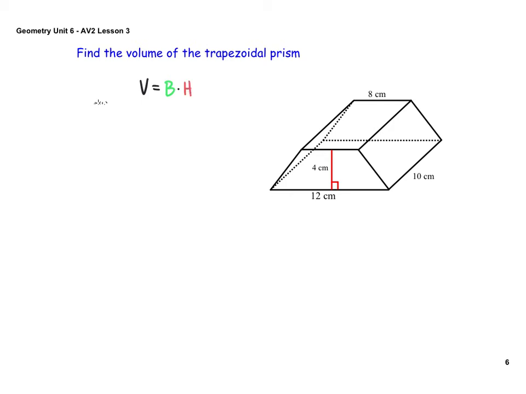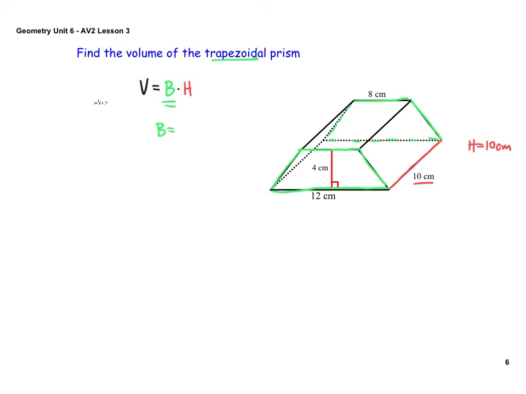Okay, were you able to identify the height? I hope so. The height is the distance between the bases, which in this case is 10. So our height will be 10 centimeters. Okay, to find the area of the base, I've got to determine the shape of the base, and the shape of the base in this case is a trapezoid. Okay, so we've got a trapezoidal prism, which tells us the shape of the base within the name. All right, so what I've got to do is find the area of the base.